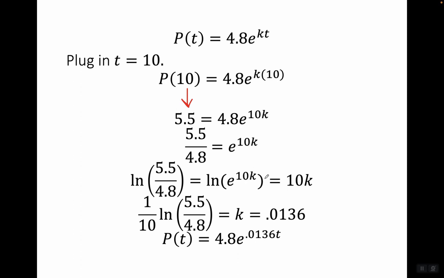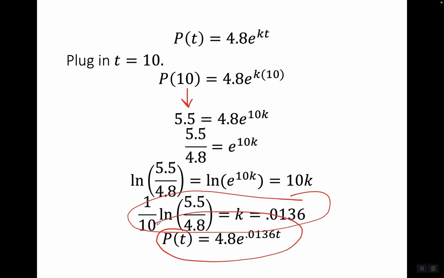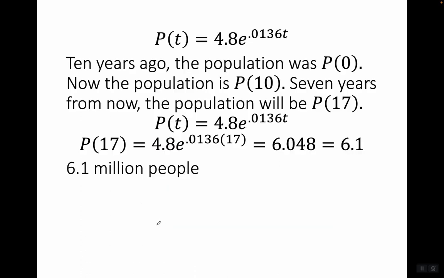Lastly, let's multiply both sides by a tenth, or divide both sides by 10. We have 1/10 natural log 5.5 over 4.8 equals k. And when you plug that into your calculator, you find that this is just 0.0136. Okay, so k is 0.0136. We're left with P of t equals 4.8 e to the 0.0136t. Great, so now we have a formula for P of t.